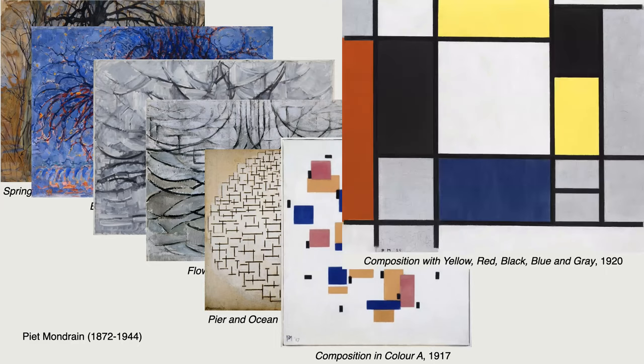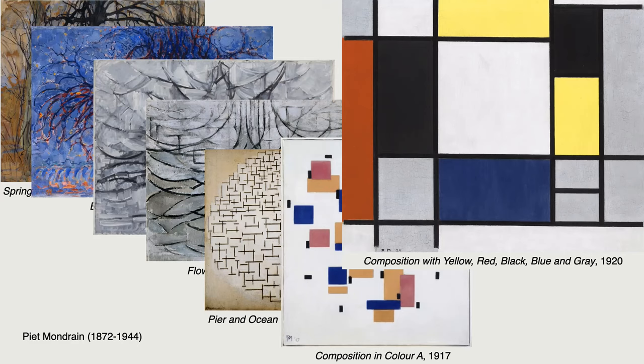And then in 1920, Composition with Yellow, Red, Black, Blue, and Gray, he produced what we might regard as a typical work of Piet Mondrian and the sort of work that he continued to paint.